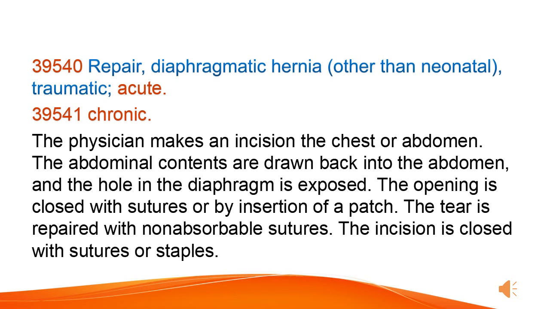Repair, diaphragmatic hernia, other than neonatal, traumatic, acute, chronic. The physician makes an incision in the chest or abdomen. The abdominal contents are drawn back into the abdomen, and the hole in the diaphragm is exposed. The opening is closed with sutures or by insertion of a patch. The tear is repaired with non-absorbable sutures. The incision is closed with sutures or staples.